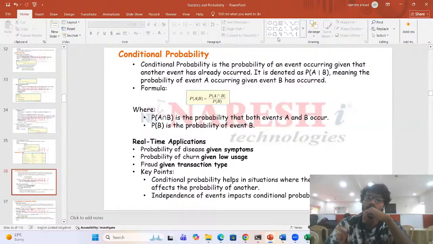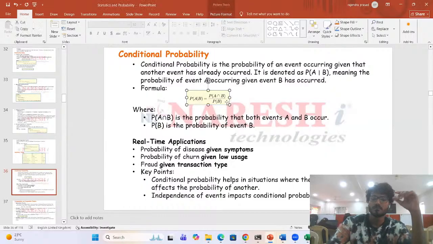I hope this is very clear, how we are calculating and why we are calculating. Now the formula for calculating the conditional probability.